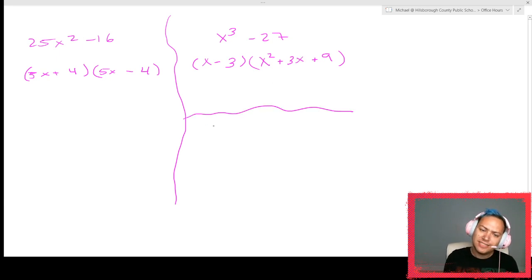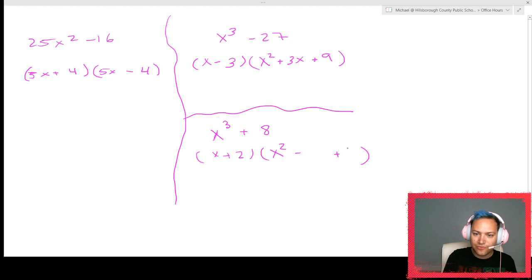Well, what if I had a sum of two cubes, Mr. Nakarado? x cubed plus 8. Similarly, we're going to do small, big. Since this is a plus sign, we're going to start with the plus sign. We're going to change the sign, and then always a plus sign at the end. Do the same thing. The cube root of x cubed is x. Cube root of 8 is 2. x squared is x squared. 2 squared is 4. And x times 2 is 2x.